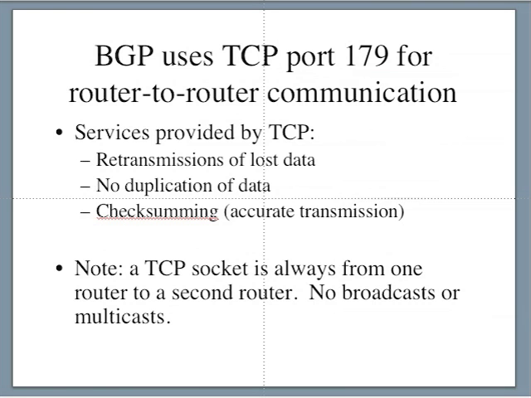One note, however: a TCP socket is always from one router to a second router. There are no broadcasts in BGP. There's no multicast. It's not like RIP or OSPF where you dynamically form neighbors with everything on that link that's configured for it. In BGP, you have to explicitly connect between router A and router B, and you have to configure that. And we'll see that in the configuration examples in the next podcast.